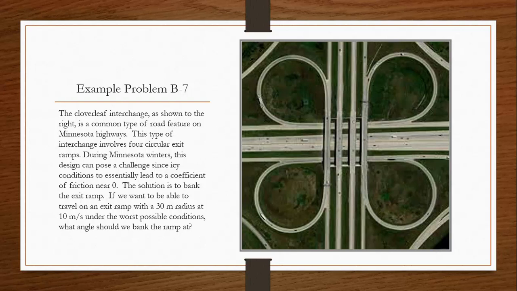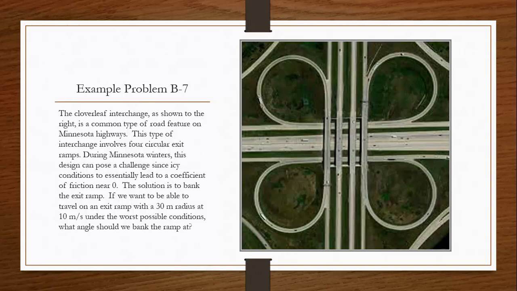The last problem that I have deals with a scenario like this. And I've picked this scenario for a very specific reason. This is what's called a cloverleaf interchange. It's shown on the right. It's a very common type of road feature found on Minnesota highways. You can actually find some of these coming into town here in Faribault.